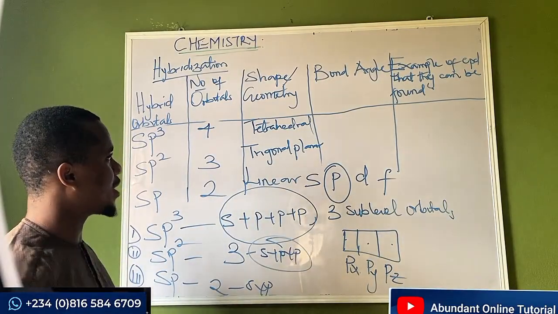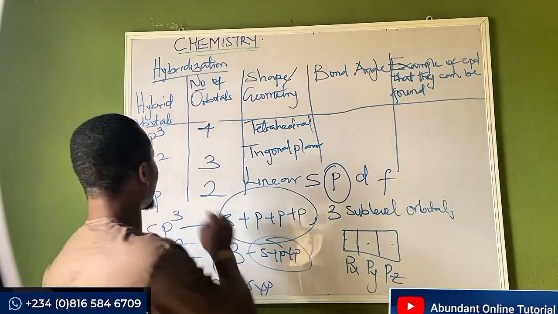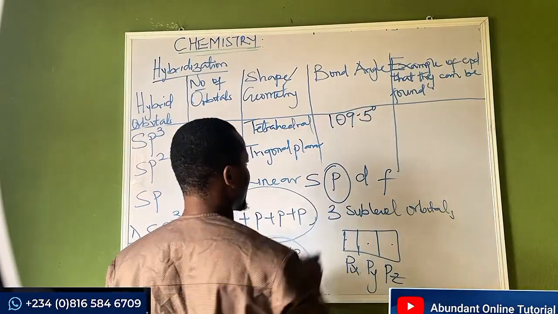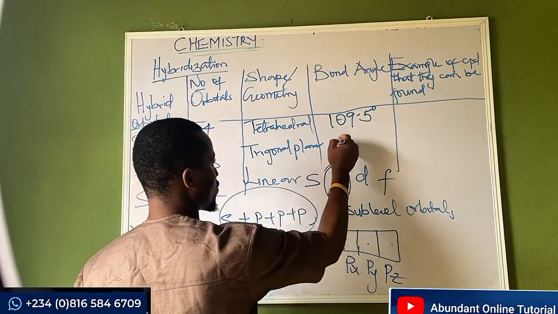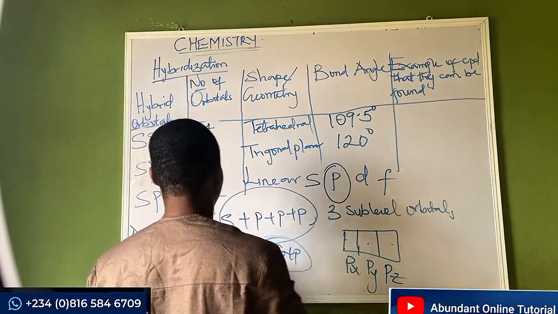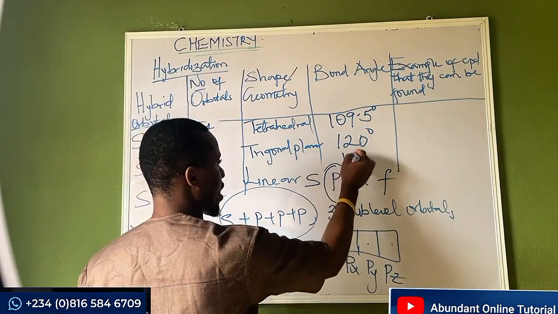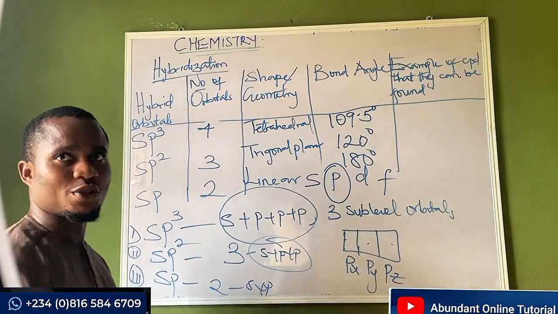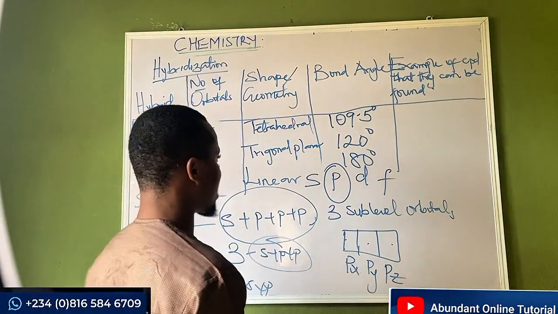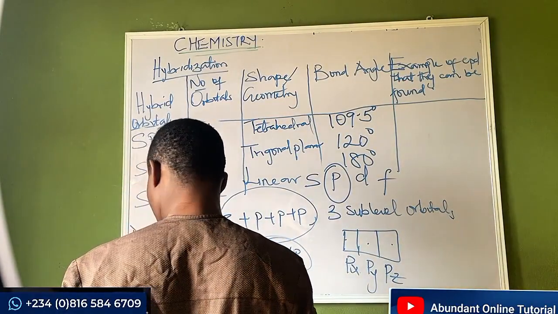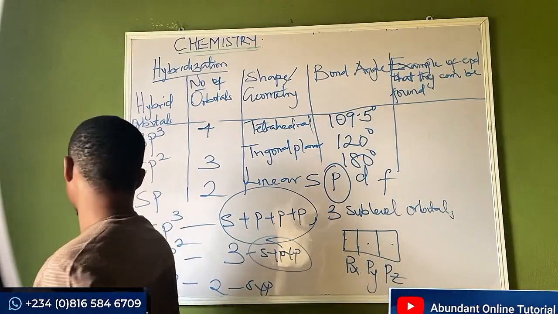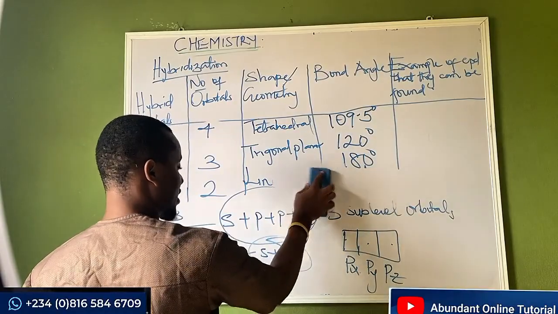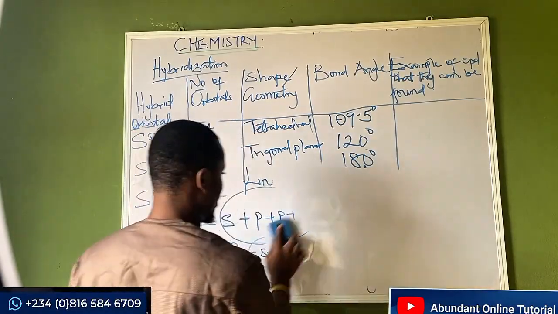So for the bond angle, the bond angle for sp3 is 109.5 degrees. For sp2 it is 120 degrees. And for sp it is 180 degrees. Right, you know this. So these are things JAMB will ask from you. These are the major things JAMB will ask you, and I'm sure you know this already.